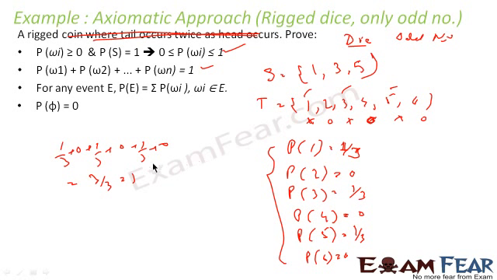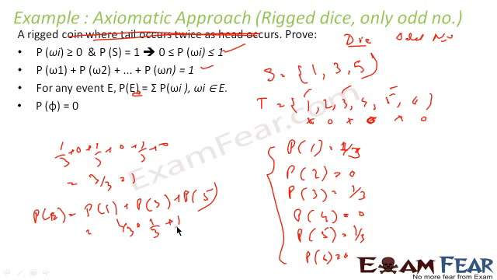Now let's take any event E, where we say that the output is an odd number. That's a sure event, right? Because we are saying it's an odd number. So when you say P of E, this is equal to E is an odd number, so it is equal to P of 1 plus P of 3 plus P of 5. So this becomes 1 by 3 plus 1 by 3 plus 1 by 3 is equal to 1. So this is also correct.